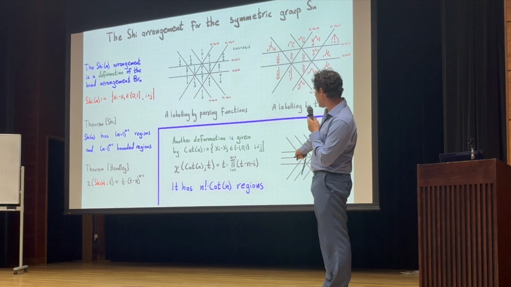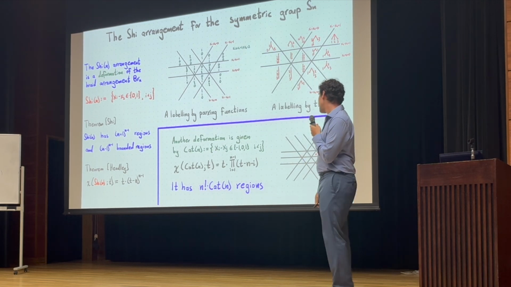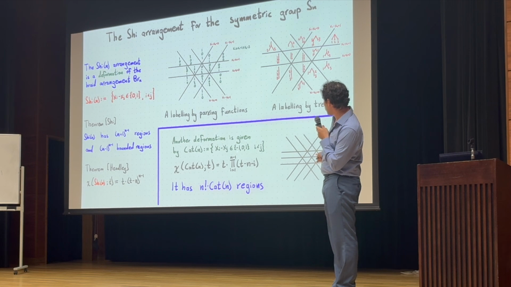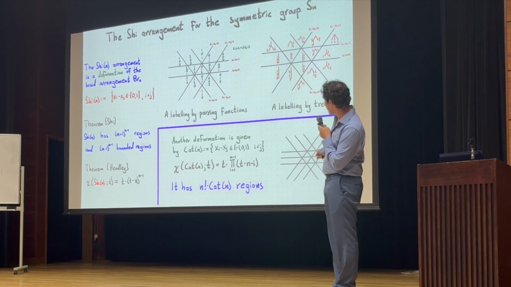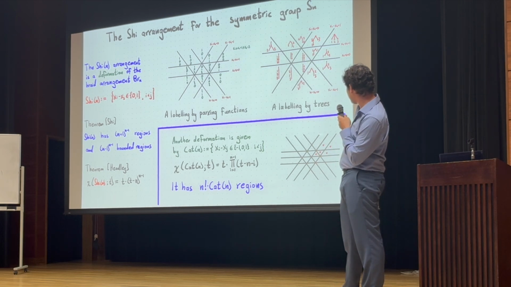The characteristic polynomial is t times (t minus n) to the n minus 1. That was proven a little bit later by Headley, inductively. There's another deformation where, apart from setting x minus x equal to 0 and 1, you also consider minus 1 so that you have a symmetric picture.